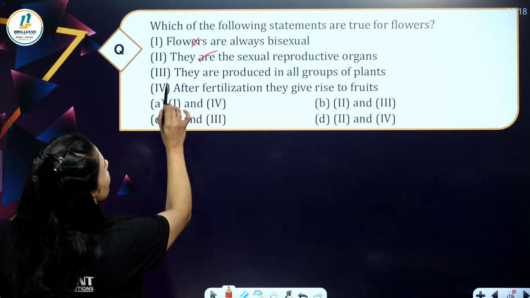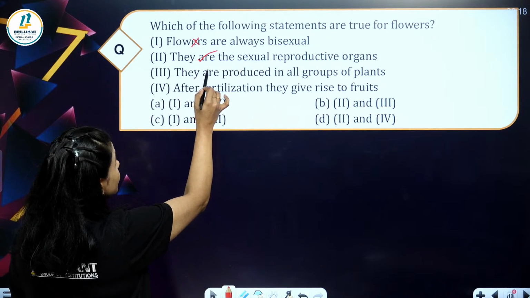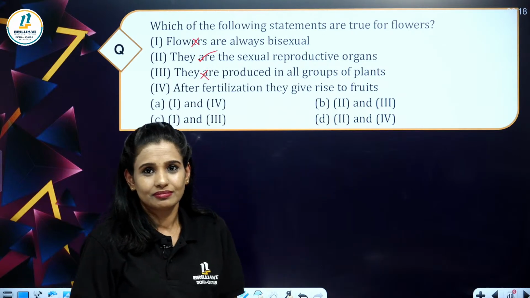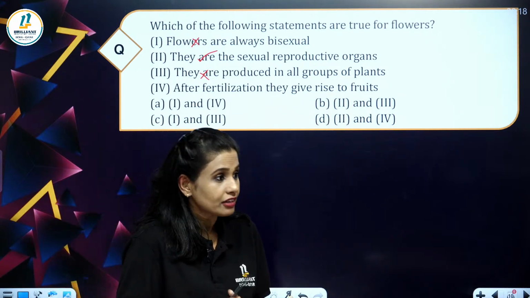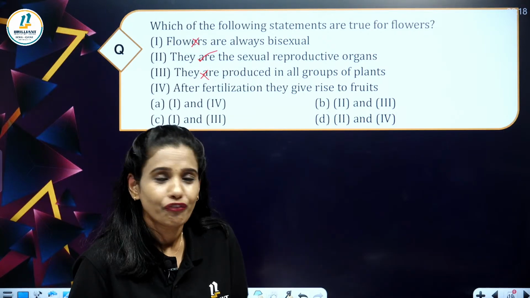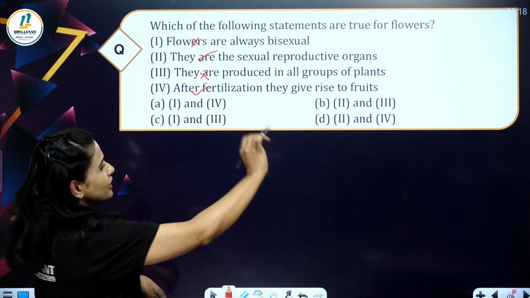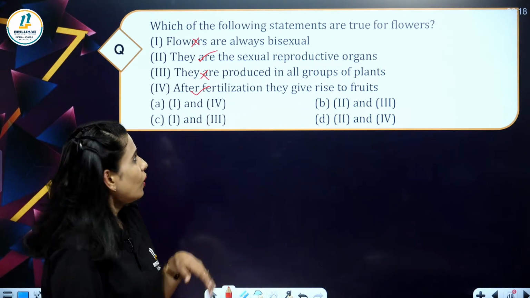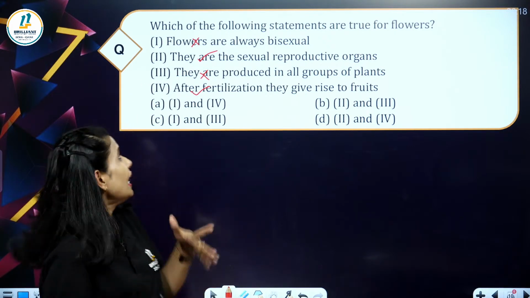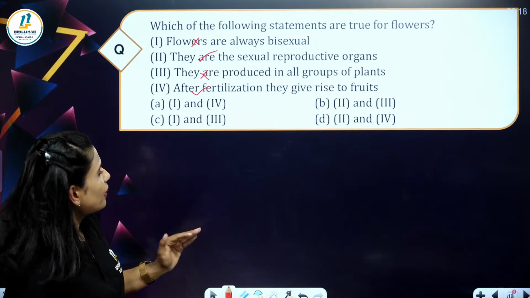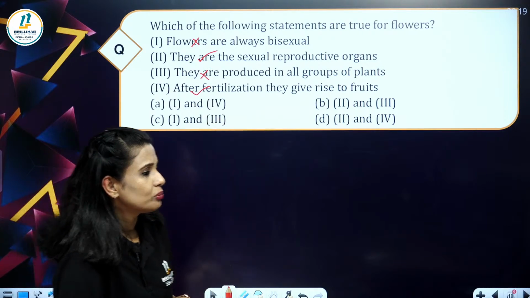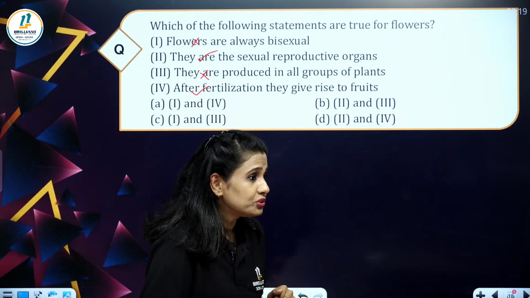Okay, now see, they are produced in all groups of plants. That is wrong. After fertilization, flowers give rise to fruits. Yes, flowers give rise to fruits. So, this statement is correct. So, we got the second and fourth statements correct, and the first and third statements wrong. So, which option? Second and fourth is correct.